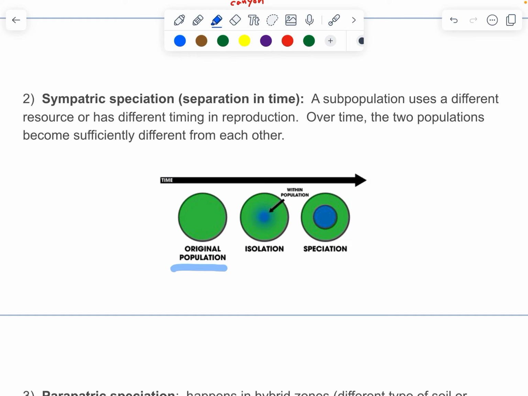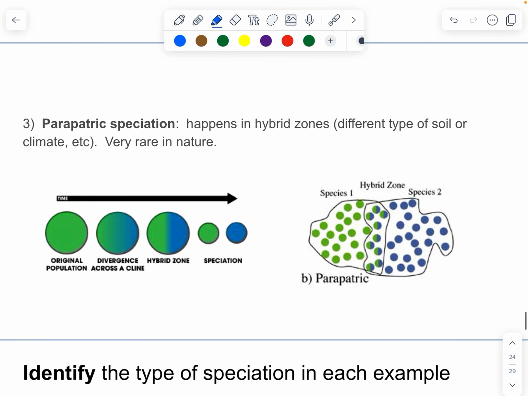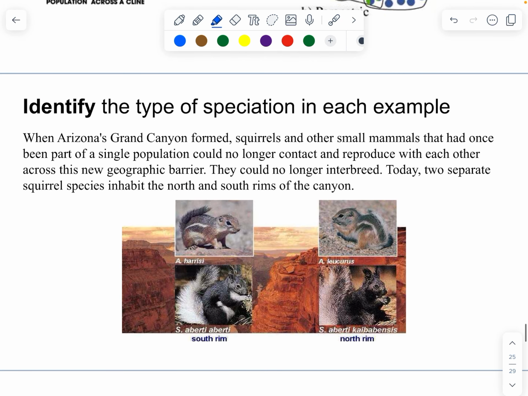Individuals living in the same area start reproducing among themselves depending on what kind of niche they occupy within that space. As a result, they evolve into two separate species because they accumulate enough genetic differences due to that reproductive barrier. The last one is parapatric speciation. This is really rare in nature, so you don't have to worry about this one so much. But this happens in hybrid zones where two very different types of soils or two very different types of climate can coexist in the same geographic area.